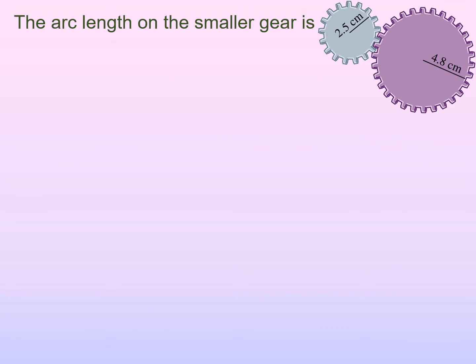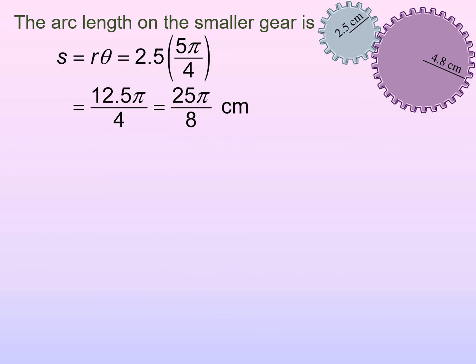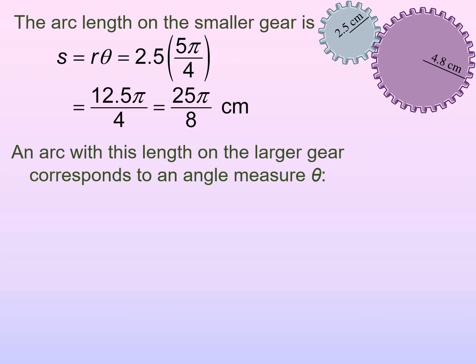So after converting our theta to radians, now we are going to solve for the arc length on the smaller gear. In order to do so, we are going to substitute the radius, which is equal to 2.5, and our theta, which is equal to 5 pi over 4. Simplifying further, we have 12.5 pi over 4, and using your calculator, 12.5 pi over 4 equals 25 pi over 8 centimeters. And from here, we are going to determine the angle measure for the larger gear, okay?